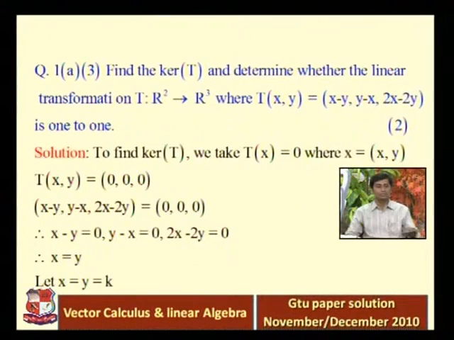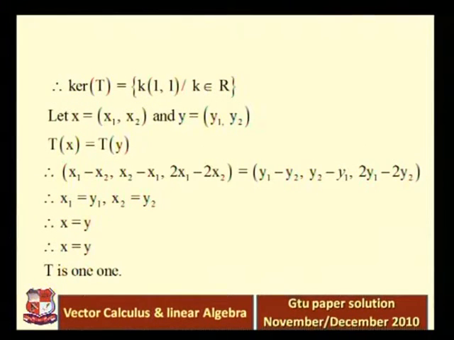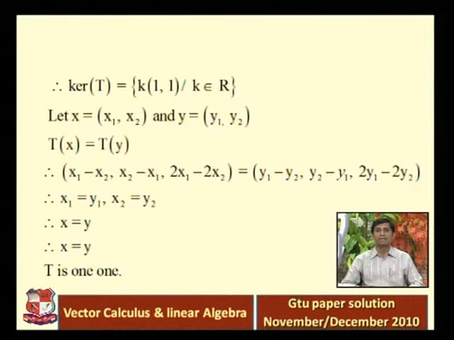So to check whether T is one-one or not, we start with T of x is equal to T of y. So use the definition of the transformation: on the left hand side we get T of x is equal to (x1 minus x2, x2 minus x1, 2x1 minus 2x2), and on the right hand side we get T of y is equal to (y1 minus y2, y2 minus y1, 2y1 minus 2y2). Now comparing all the coordinates, first, second and third, you will get only 2 equations, that x1 is equal to y1 and x2 is equal to y2 simply.